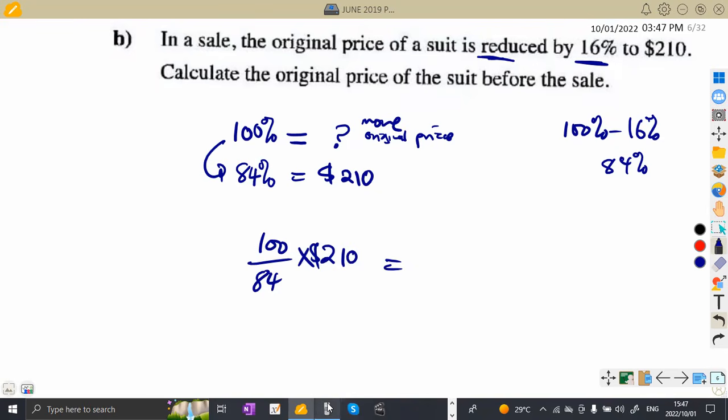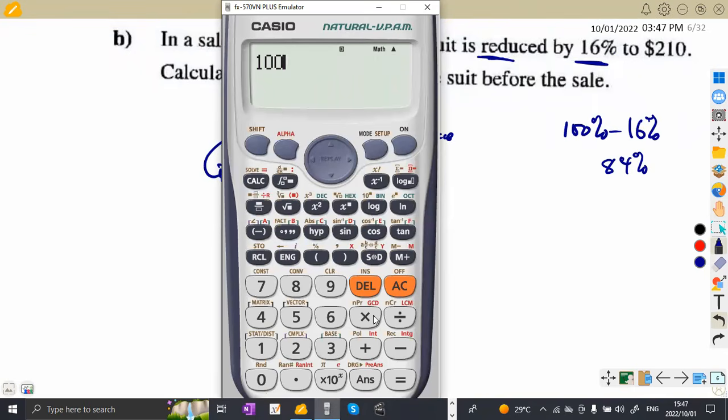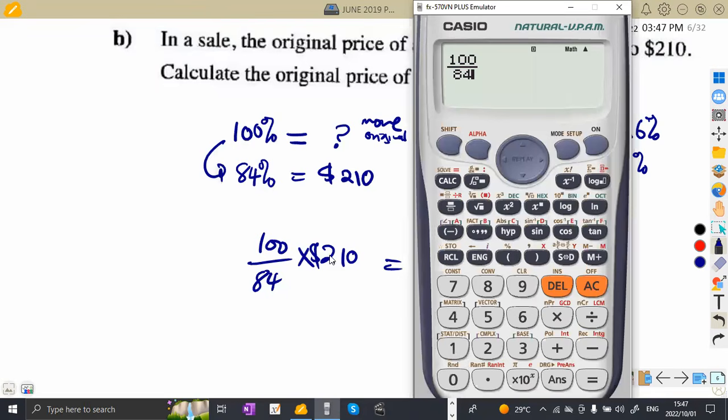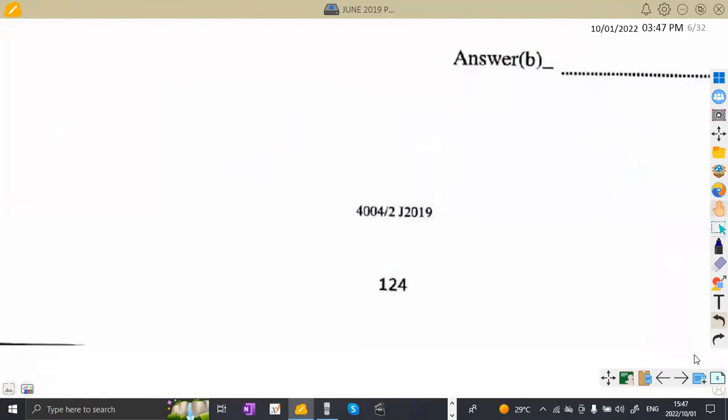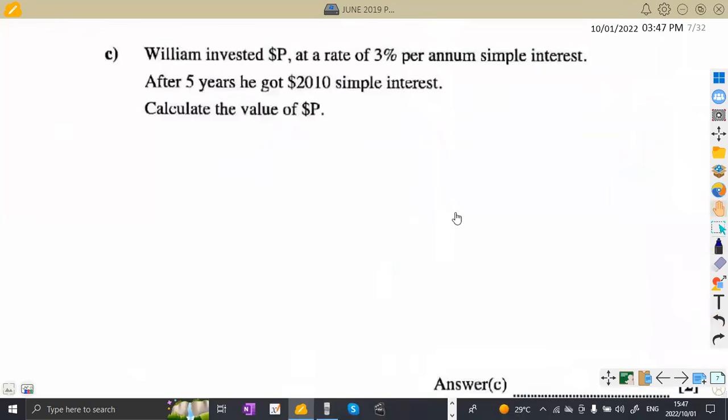So 100 over 84 is what? Remember, we are multiplying to the actual amount, the amount which was there now, of 210. So we multiply by 210. This will be 250. So it means we had this price at $250 before a decrease occurred. Okay, so that was the condition on this one. I don't know if it is going to be clear, but that's what we had.